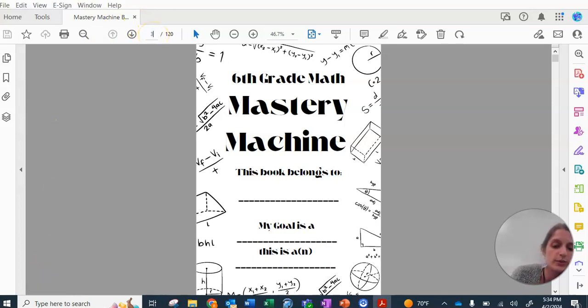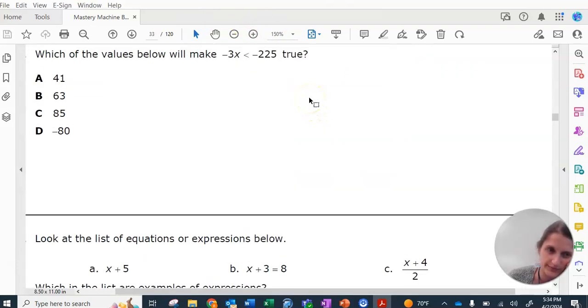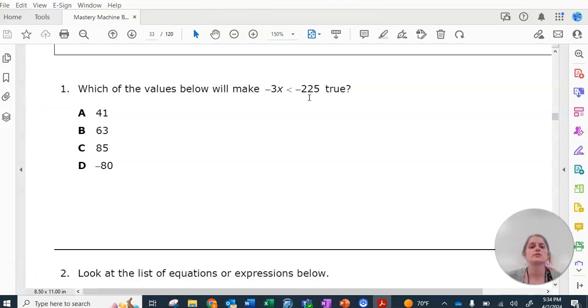So we have pages 31 and 32 for homework, which should start with this one right here. Which values below will make this inequality true? Negative 3x, when it's smushed like that, it means negative 3 times x is less than negative 225. Let's remember when we're dealing with negative numbers, less than means to the left of. It always does, but especially with negatives, the more left it is, which means the more negative it appears, the smaller it actually is.